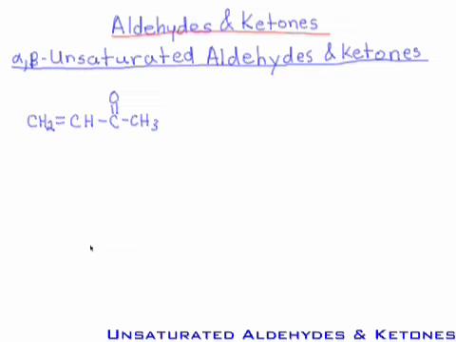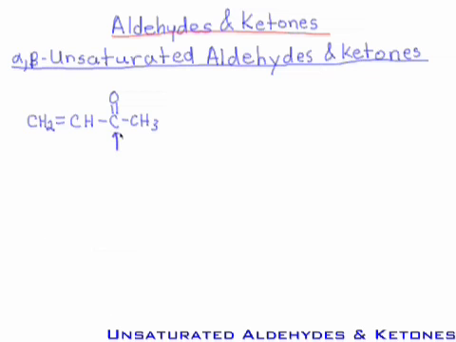In this scribblecast lecture, we are looking at the last section of aldehydes and ketones. Specifically, we are going to look at molecules which possess both the alkene and carbonyl functional groups, the alpha-beta-unsaturated aldehyde and ketone.